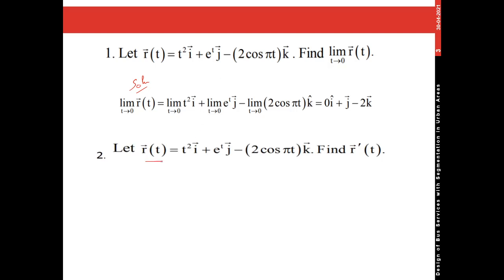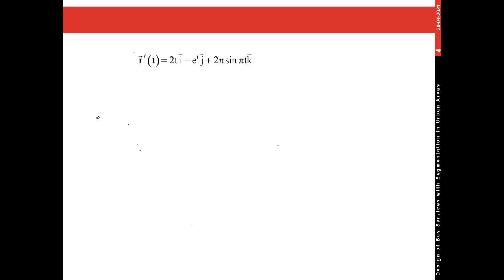If r of t is equal to t square i plus e raised to t j minus 2 cos pi t k, then what will be r dash of t? Anybody? 2t i plus e raised to t j plus 2 pi sin pi t k. So we will take the component wise derivative.